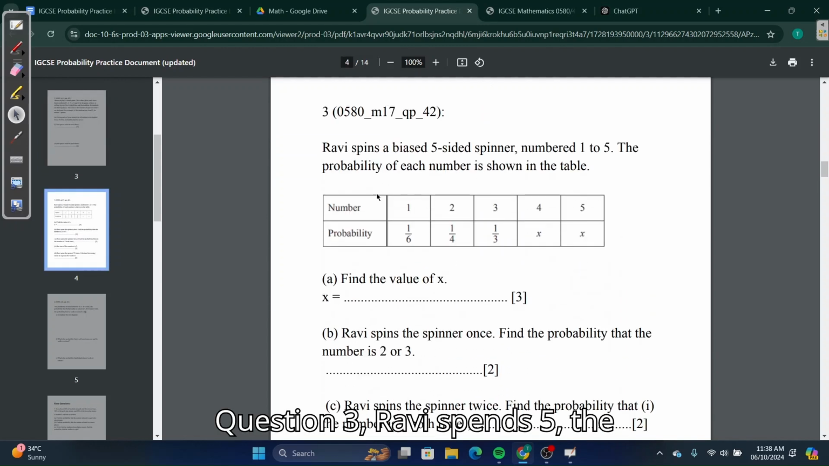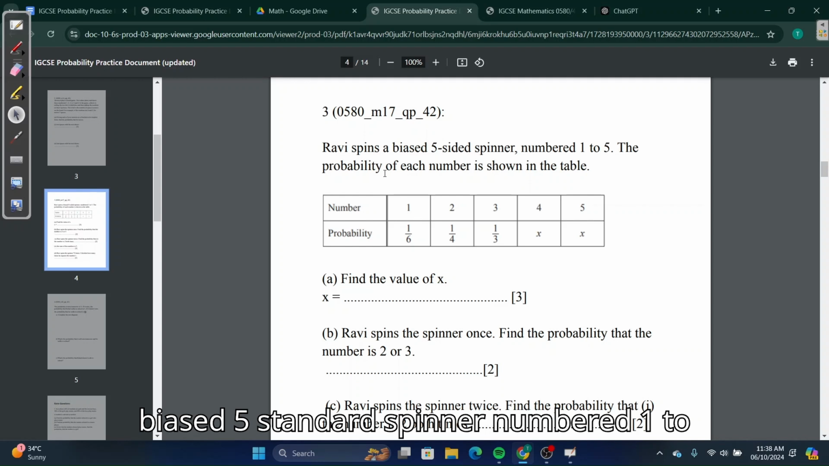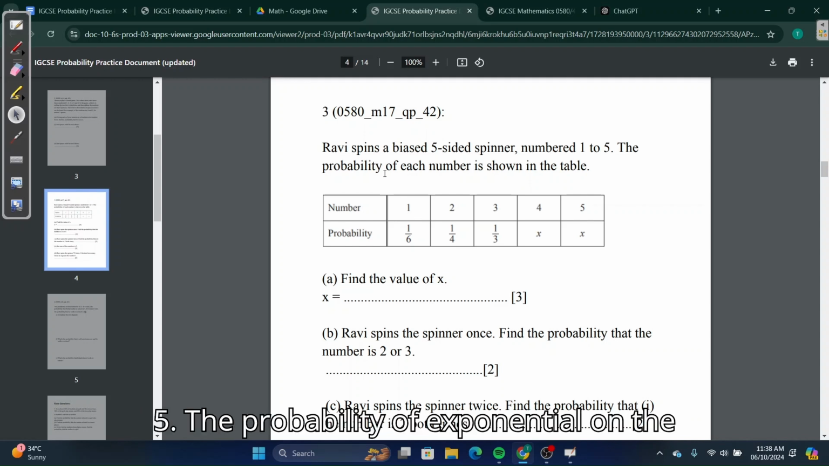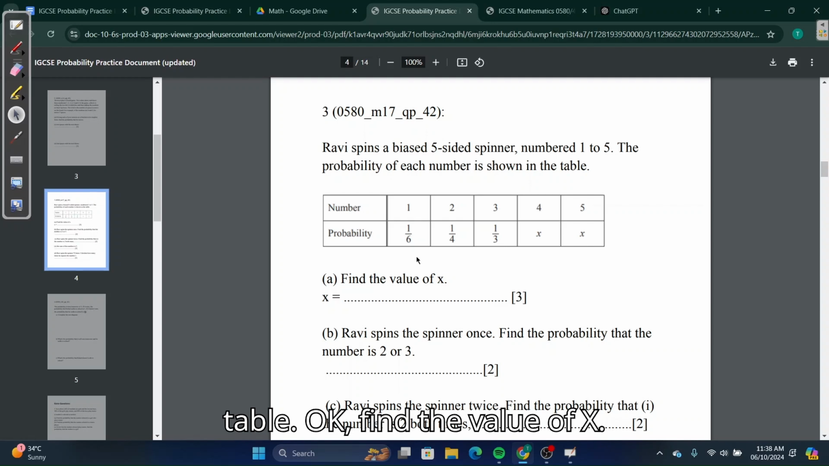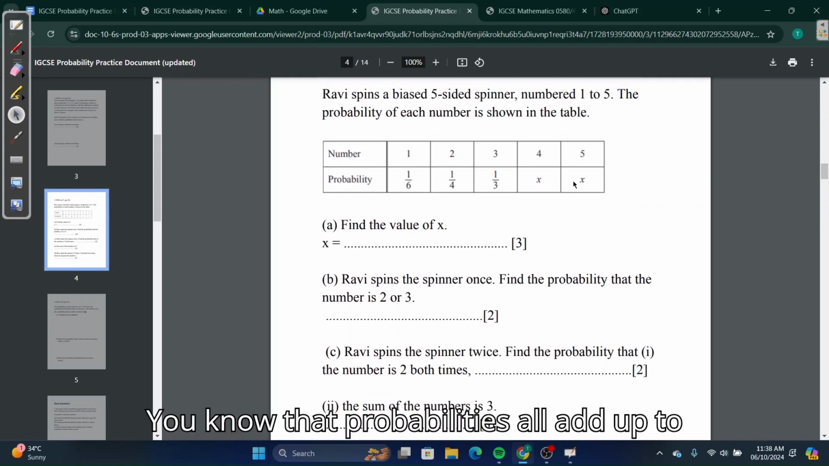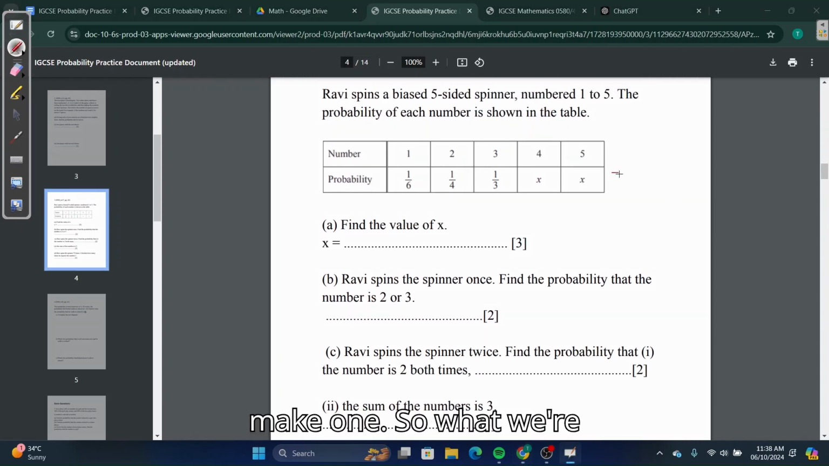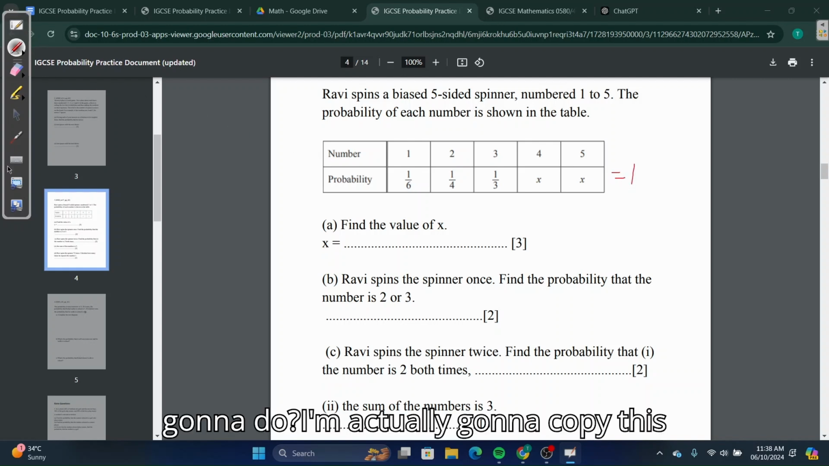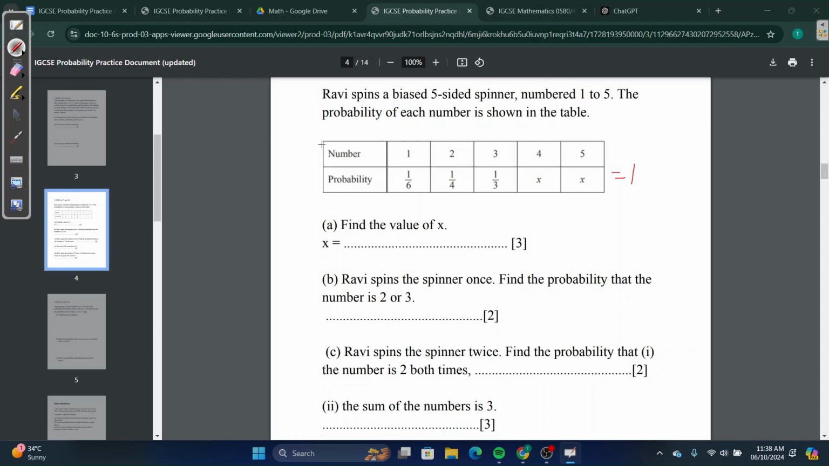Question 3. Ravi spins a biased 5-sided spinner, numbered 1 to 5. The probability of each spinner is shown on the table. Okay. Find the value of x. You know that probabilities all add up to make 1. So, what we're gonna do, I'm actually gonna copy this because I don't think I have enough space.